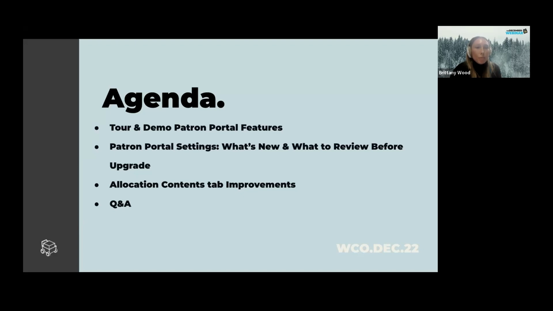Next, we'll go into Webcheckout and review Patron Portal settings, some new settings as well as some existing settings we recommend you review prior to upgrade. And finally, we'll review the Allocation Contents tab. We'll end our session today by answering some of your questions, just like we typically do. All right, so we're going to start by reviewing the new and improved Patron Portal.